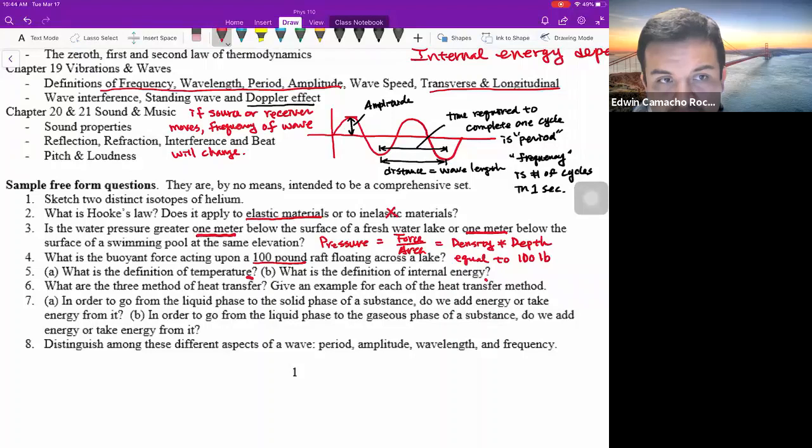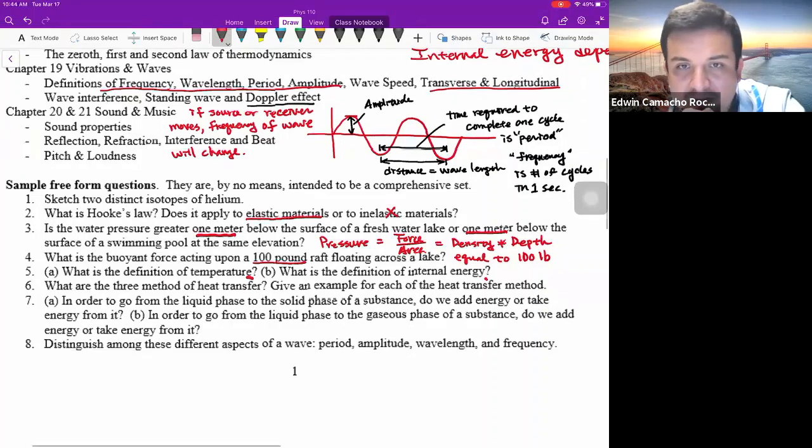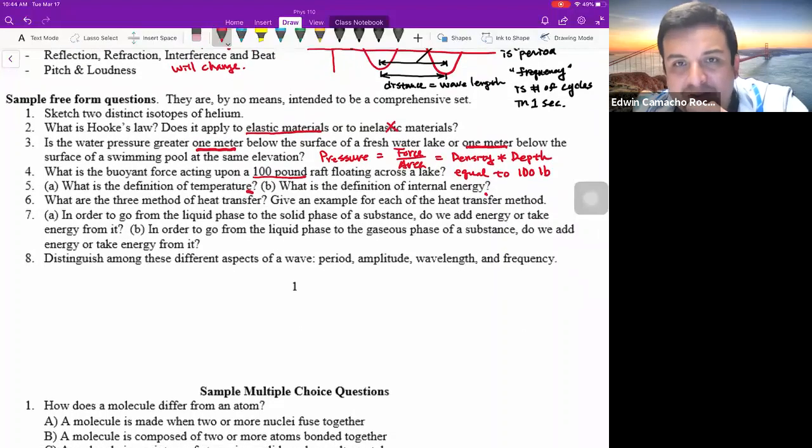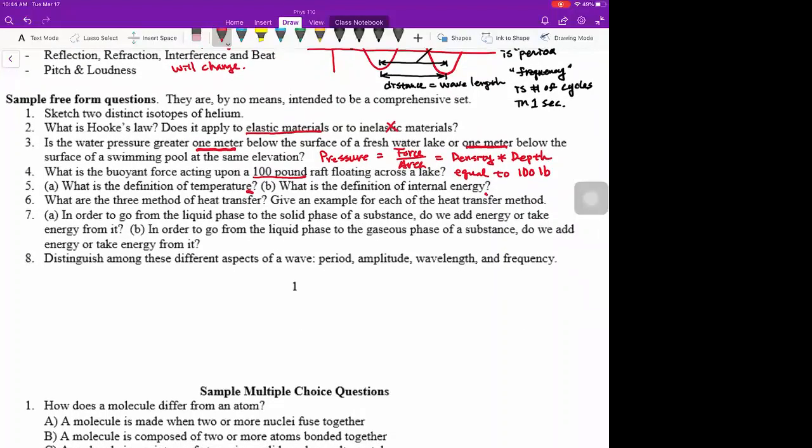Dr. Liu, for sample question number 4, you said the raft floating across the lake is 100 pounds, so the buoyant force applying to that raft is 100 pounds. It's equal, right? That's why it floats, correct? Yeah, it's equal, yes.